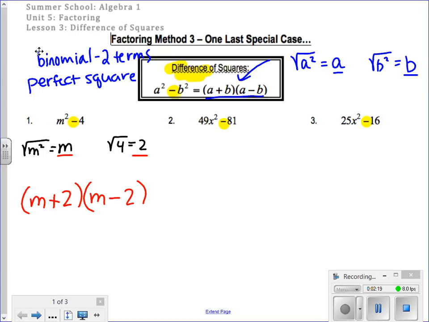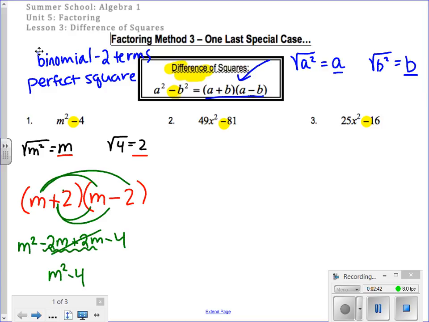Now if you wanted to check, because that's the answer there, if that's correct, you can distribute. M times m is m squared. M times negative 2 is minus 2m, plus 2m minus 4. Well, notice the negative 2m and the positive 2m cross off. They add and become 0. So I end up with m squared minus 4, which is what I started with. So m plus 2, m minus 2 is your final answer.